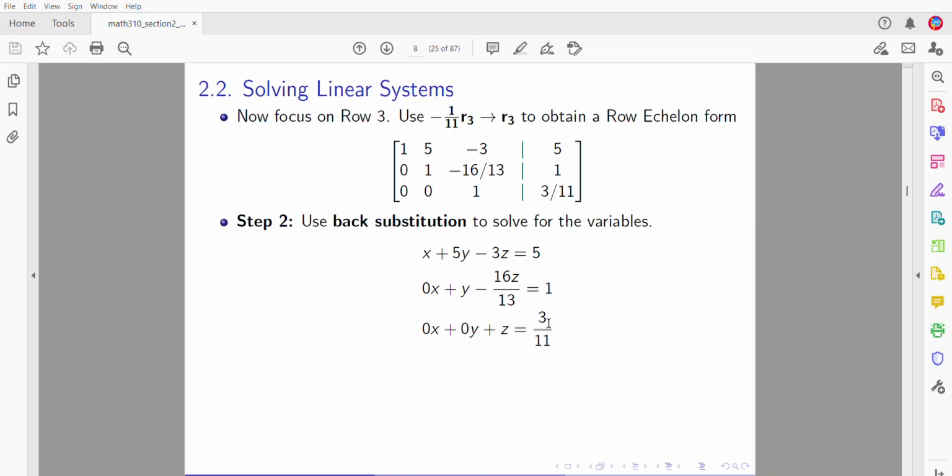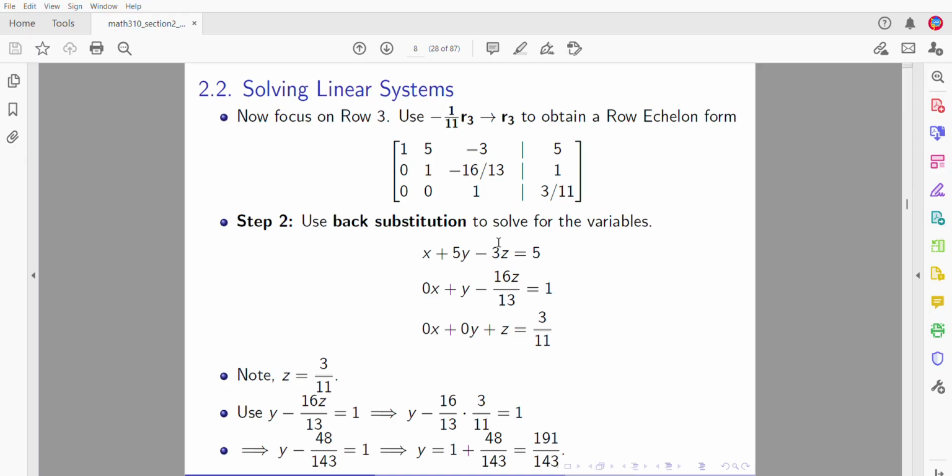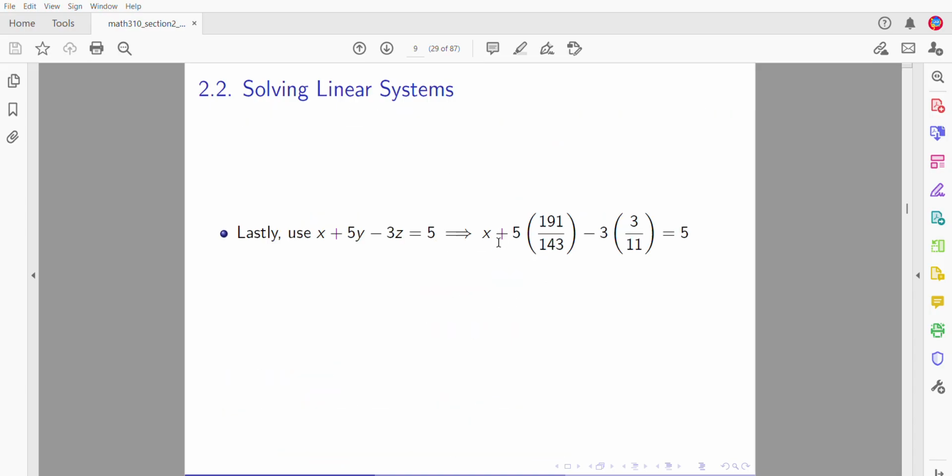Now you are going to put it here. For y, solve for y. Once you have z and y, put them there and find x. Okay? That's your x.